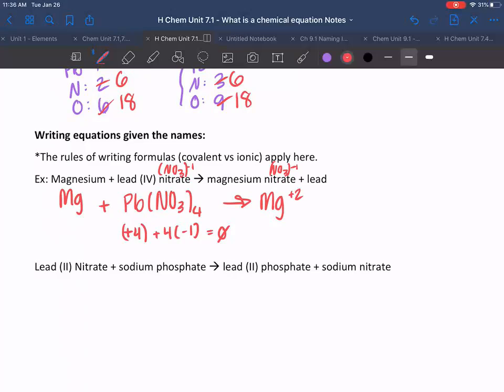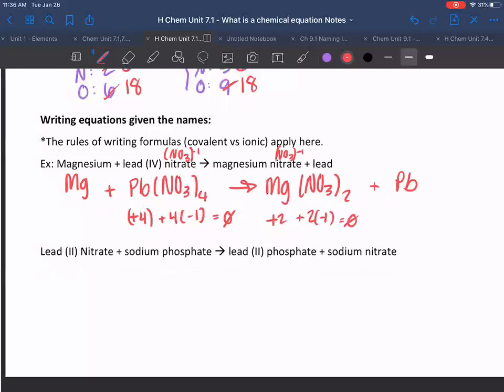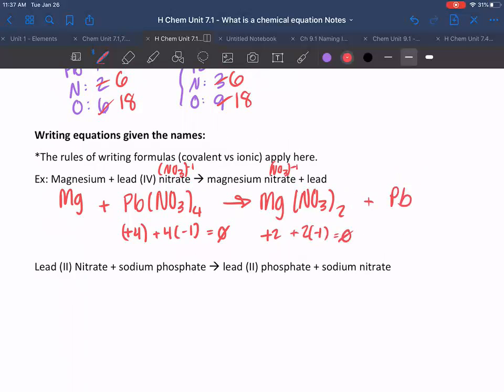And we know already that nitrate is, I'm going to put that down here actually, -1. So how many nitrates do we need? 2. So then we put Mg(NO3)2. Any questions on that one? Okay. We're not going to worry about balancing these ones. You guys will have more practice.